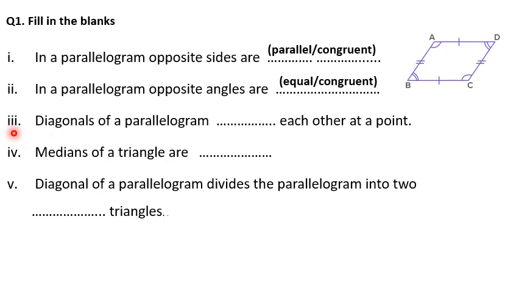Now students, in third blank, diagonals of the parallelogram dash each other at a point. Here are the two diagonals of the parallelogram, AC and BD. Now students, look at the diagonals of the parallelogram. Both the diagonals of the parallelogram intersect at a point E. So diagonals of the parallelogram intersect each other at a point.